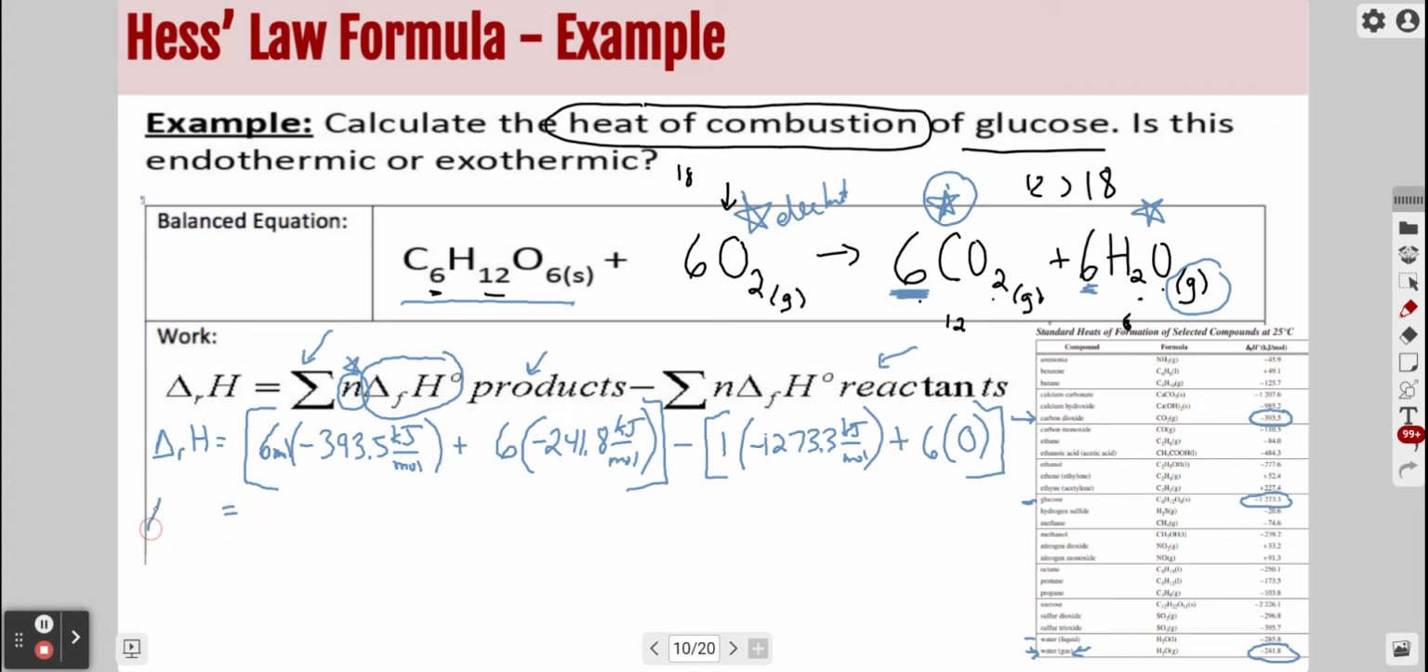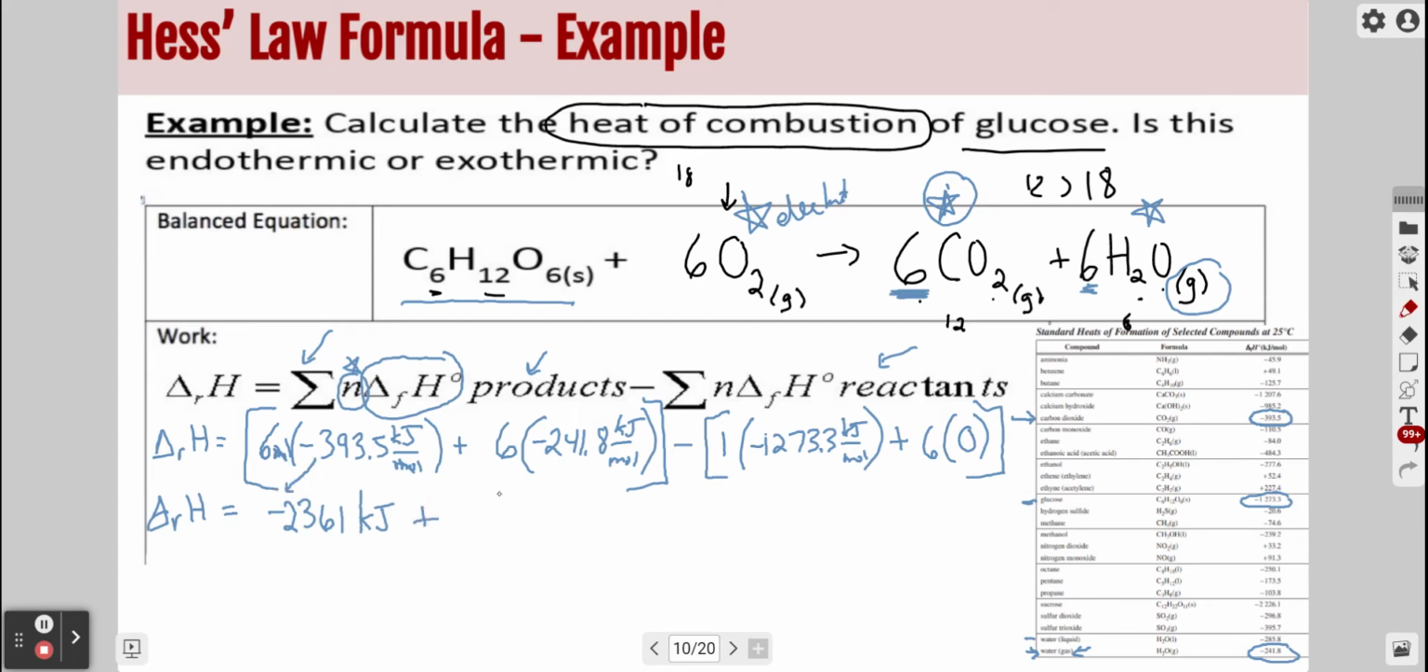All right, so let's do a little bit of math here. How does this all pan out? So we're going to go 6 times negative 393, and don't forget the negative sign. Okay, interesting. I'm just noticing that the answer key is wrong, so I'm going to have to change that. So it's going to be 6 times 393.5, which gives you 2,361. And you notice I just have kilojoules now, because the moles cancel each other out when we multiply these two numbers together. We still do have a negative symbol, though.